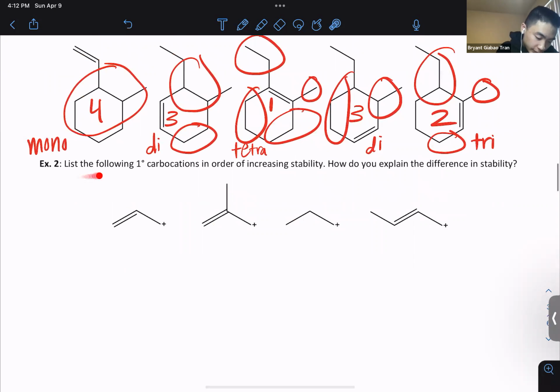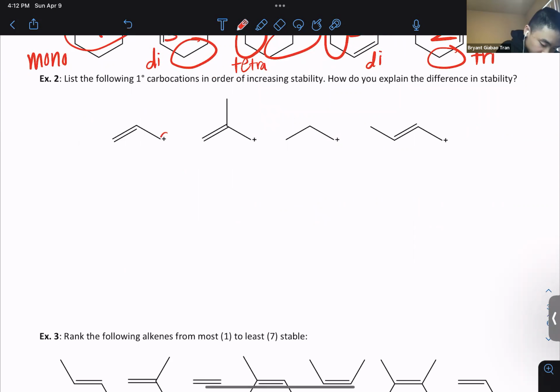Then we're going to list the following primary carbocations in order of increasing stability. How do you explain the difference in stability? So we see here we have primary carbocations, and we want to rank them from the least stable carbocation to the most stable carbocation. So we see here, this carbocation structure cannot do resonance. So since that cannot do resonance, that is the least stable carbocation.